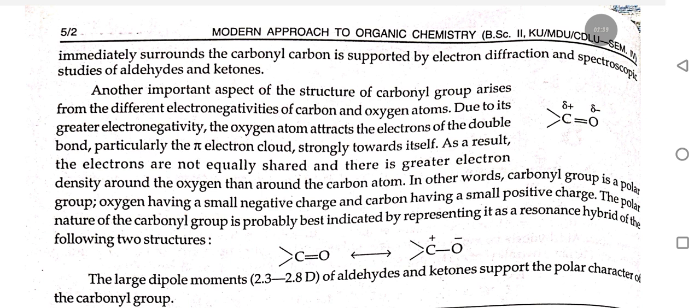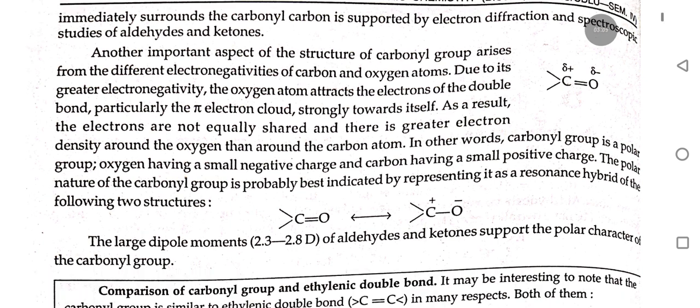Another important aspect of the structure of the carbonyl group arises from the different electronegativities of carbon and oxygen atoms. Due to its greater electronegativity, the oxygen atom attracts the electrons of the double bond, particularly the pi electron cloud, strongly toward itself. As a result, the electrons are not equally shared, and there is greater electron density around the oxygen atom than around the carbon atom.